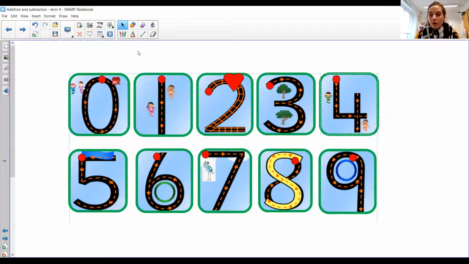Now this term, what I want you to do is choose a number that you would like to focus on, and really pause the video now and come back to me when you've had a chance to practice that number. It might be two numbers that you want to focus on, but I would suggest just looking at one and focusing on one per maths lesson. Okay, off you go. Well done, well done.